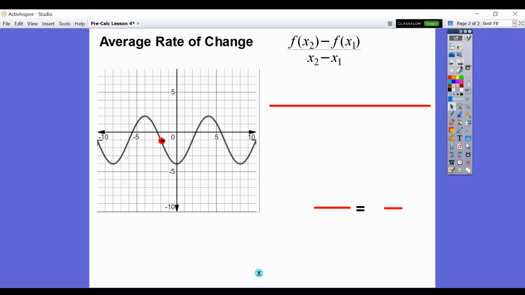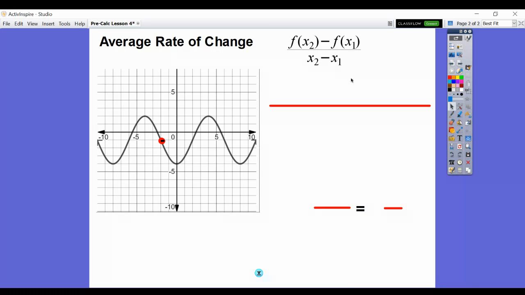So the average rate of change, if you look at it in the Learn About It section, looks pretty intimidating, but at the end of the day, this is our formula for the average rate of change. It looks a lot like the slope formula because it's derived from the slope formula. So that means it's basically the slope formula.